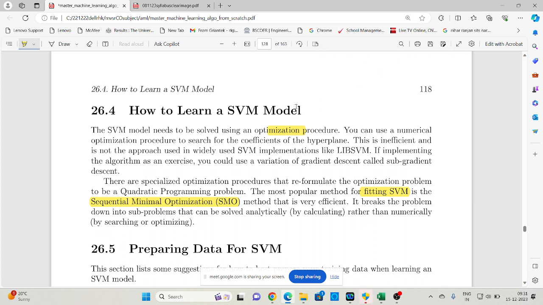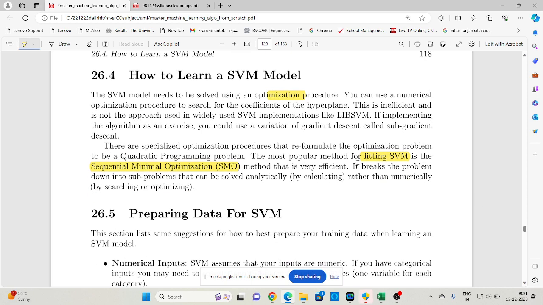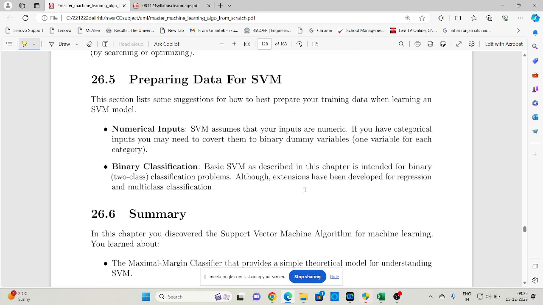Now, how to learn an SVM model? You solve an SVM model using an optimization procedure. The most famous method for fitting the SVM is sequential minimal optimization. It is efficient because it divides your problem into sub-problems, and it becomes easy for us to solve using calculations analytically rather than numerically.